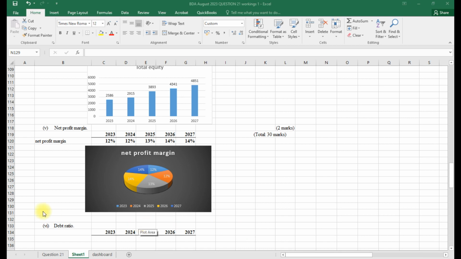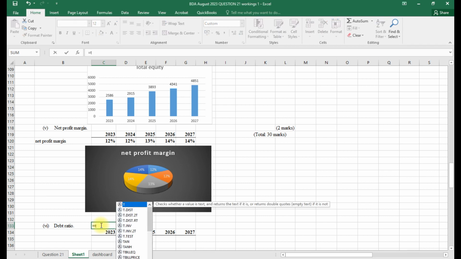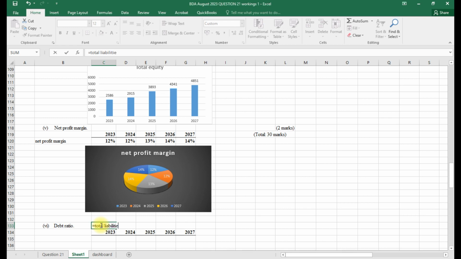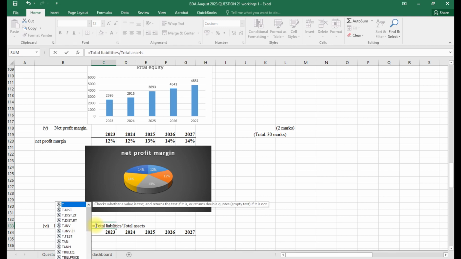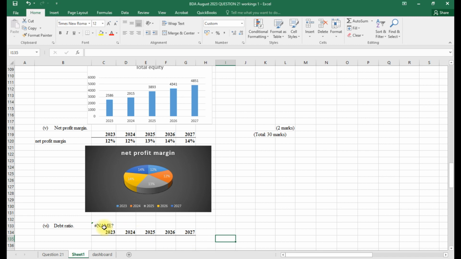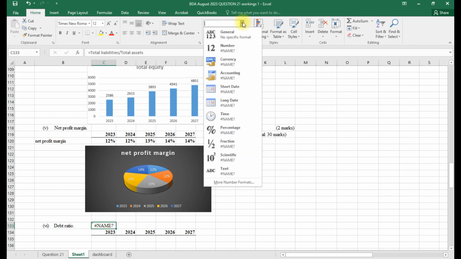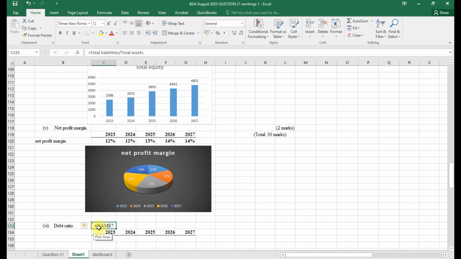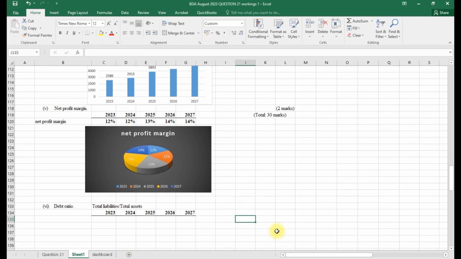So the next is debt ratio. Remember, the debt ratio is normally the total liabilities over total assets. So I'll not use the word equals because I don't need it to be a formula. Total liability over total assets. So that is the debt ratio.